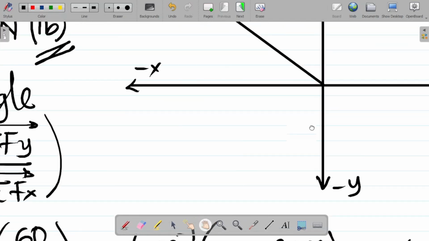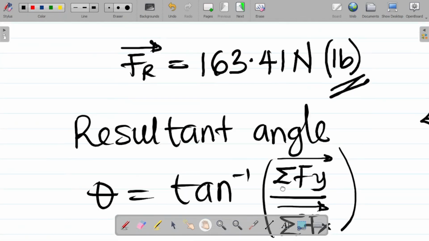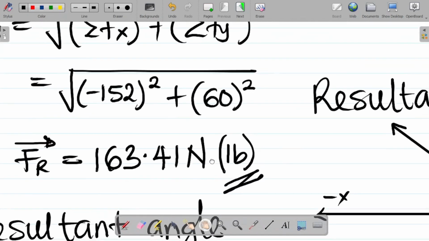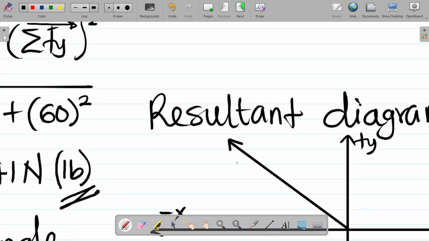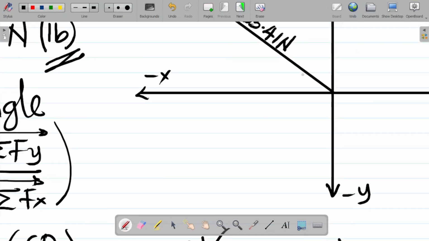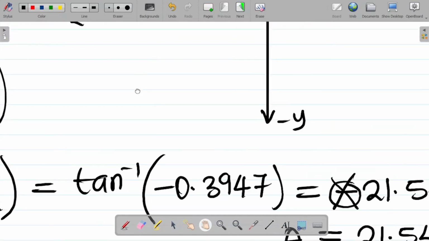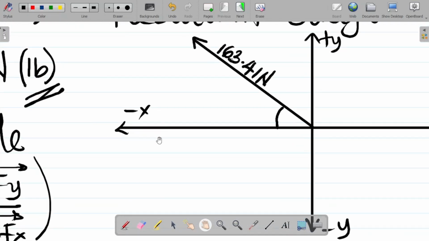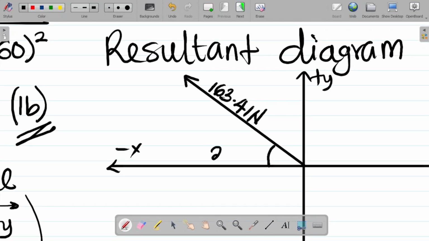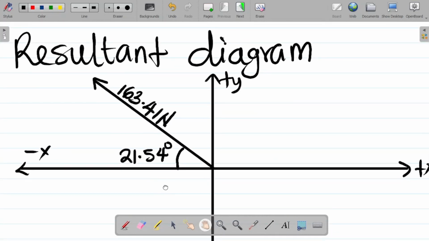The value of the resultant is this one here, 163.41 Newton, or you can use pounds as they did. The angle of the resultant, which is this one here, is given as 21.54 degrees. So basically, this is how we solve this question.